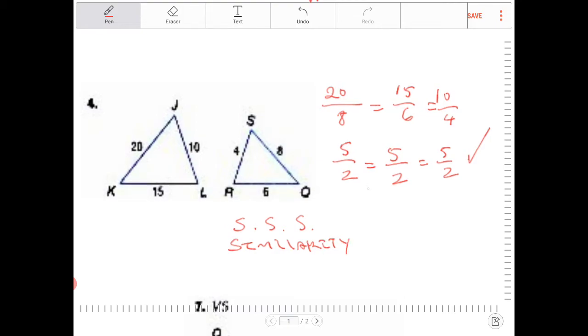And we can say then triangle JKL is similar to triangle SQR. Okay?